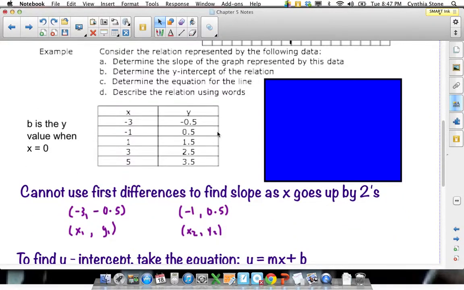Here's another one. Here the relationship is represented by a table of values, or numbers, and we want to find other ways to represent it. So it asks us to find the slope.